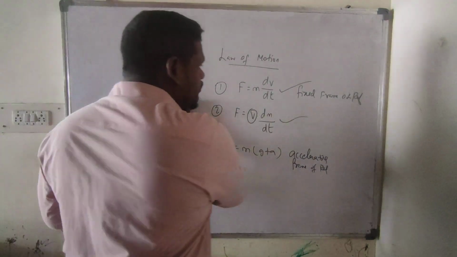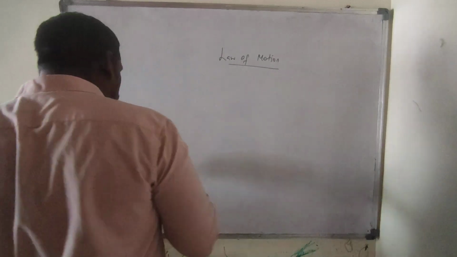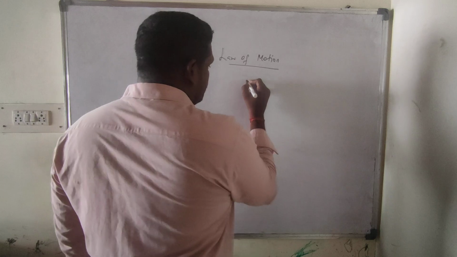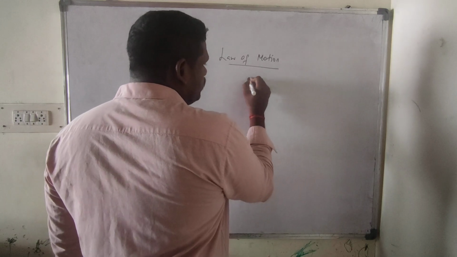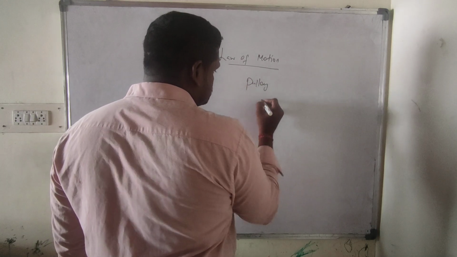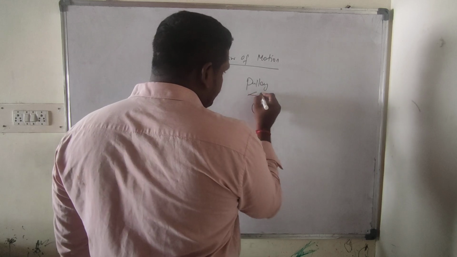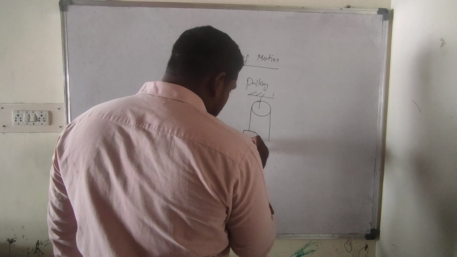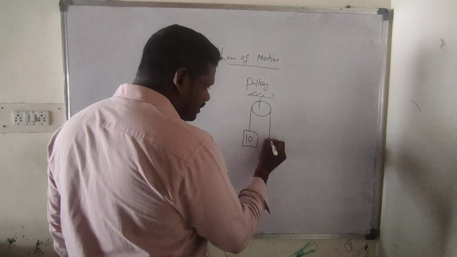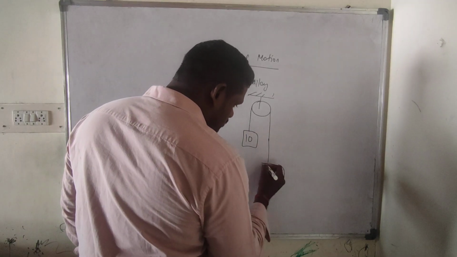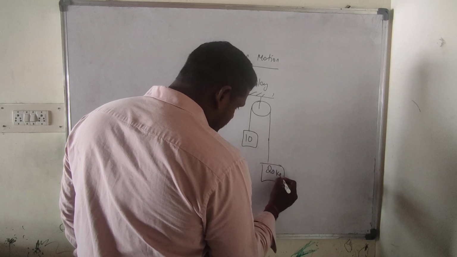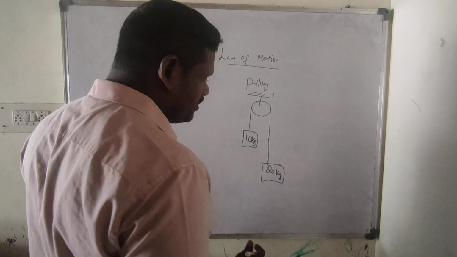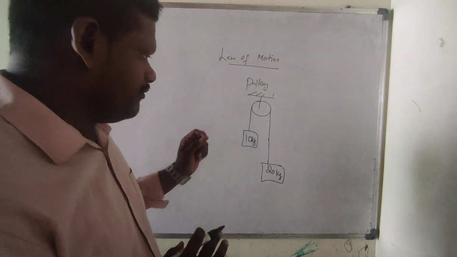Now I'm going to explain some short tricks from the application point of view. For example, we know the pulley concept. Consider that 10 kg of mass is hanging here and 20 kg of mass is hanging here. We need to find the acceleration. This is the situation we have.